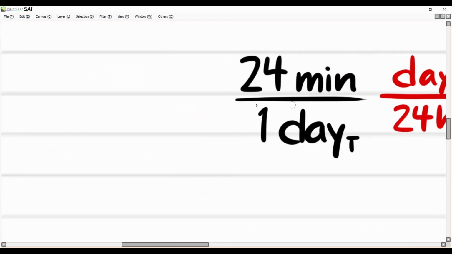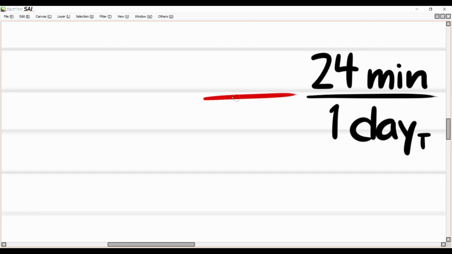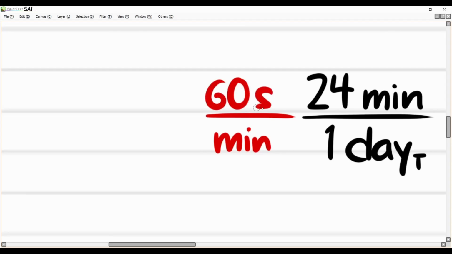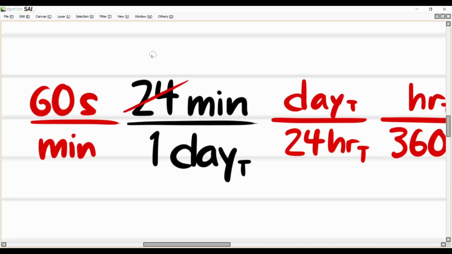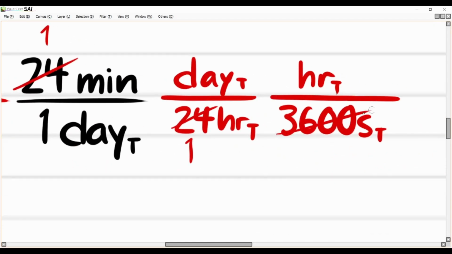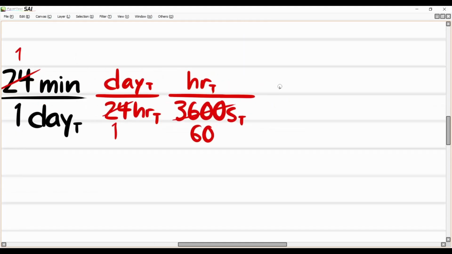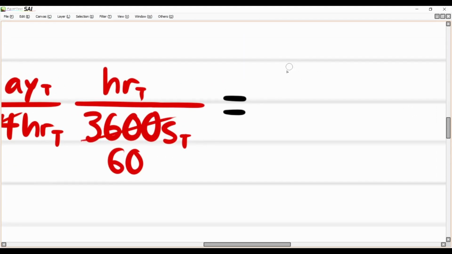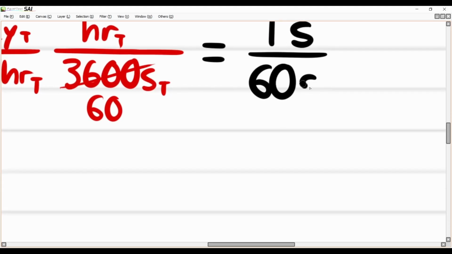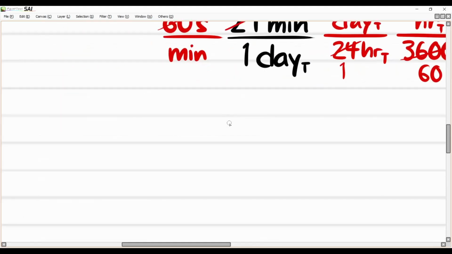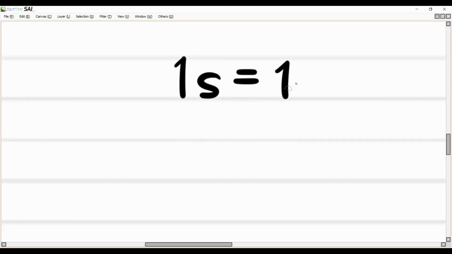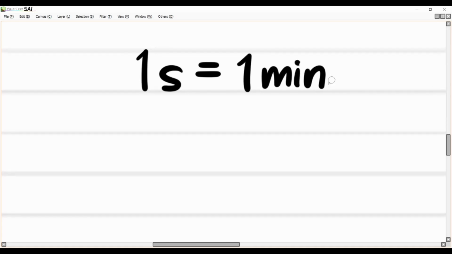And then maybe what we can do is also convert this. For every minute, there are 60 seconds. In which case, we can cancel out this minute, we can cancel out this hour. The 60 reduces this thing to 60. So this is essentially saying that for every real life second, there are 60 Teyvat seconds. Or in other words, 1 second is equal to 1 Teyvat minute.